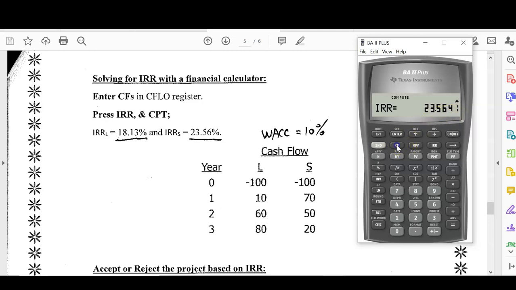Okay, then we go to cash flow. We change cash flow 0 to -100, cash flow 1 to 10 for project L. Cash flow 2 should be 60. Cash flow 3 should be 80, enter. Okay, no cash flow 4. Go to IRR compute. We have 18% as our IRR for project L.